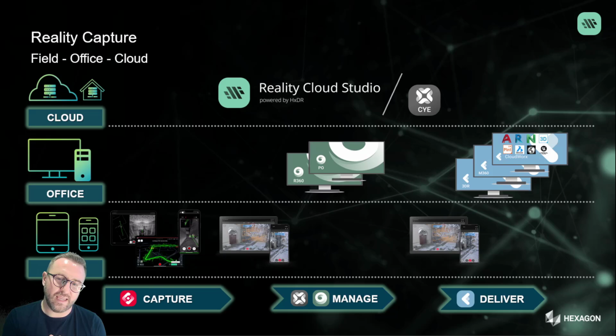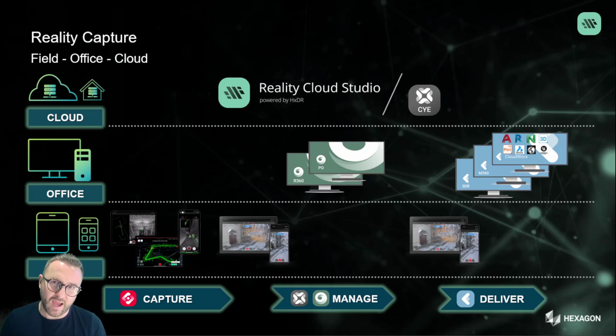Now here, this is again just to break that down a little bit further. You can see field, office, and cloud, and then we have these various stages. Capture, I think, is quite obvious. We're capturing data in the field with our sensors. We're viewing and visualizing that data on our tablet devices, for example our phones or tablets. Then we move into the management stage. So this is Register 360. Maybe it's Pegasus Office if you're using our mobile mapping solutions. And then the final stage, obviously, moving towards delivery of that data.